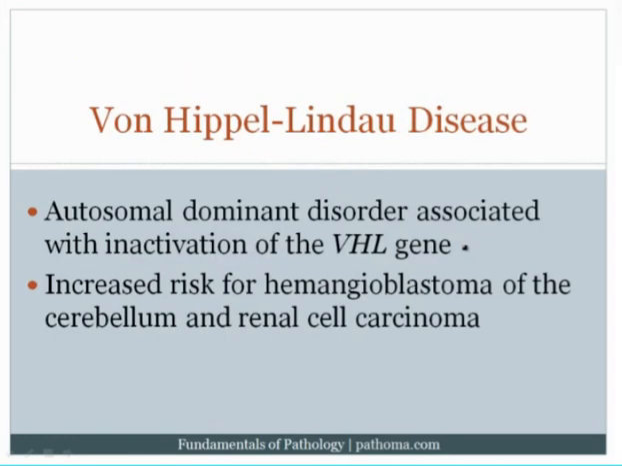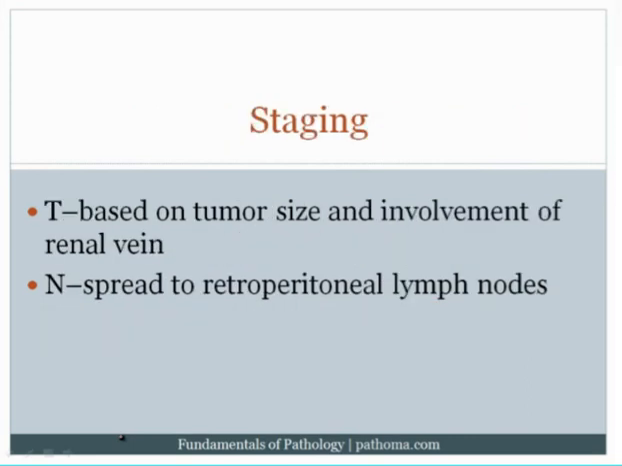One hereditary syndrome, which can result in renal cell carcinoma, is von Hippel-Lindau disease. This is an autosomal dominant disorder in which there is inactivation of the VHL gene. Now, this increases the risk not only for renal cell carcinoma, but the patients also get hemangioblastoma of the cerebellum in association with renal cell carcinoma.